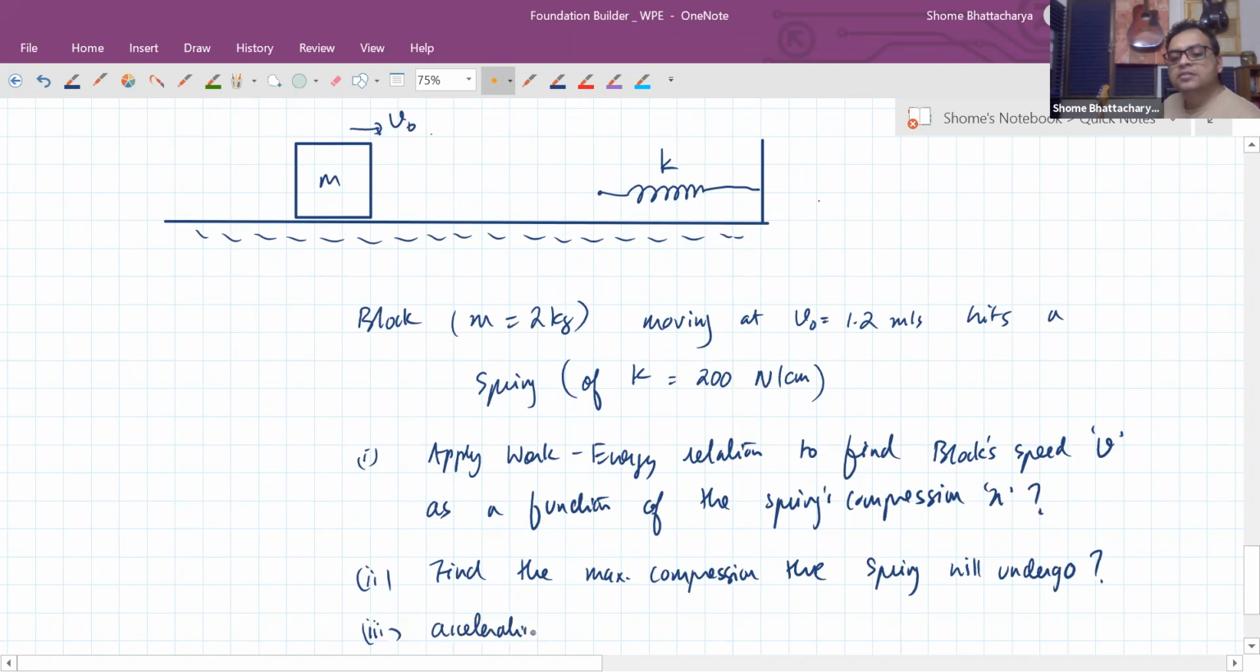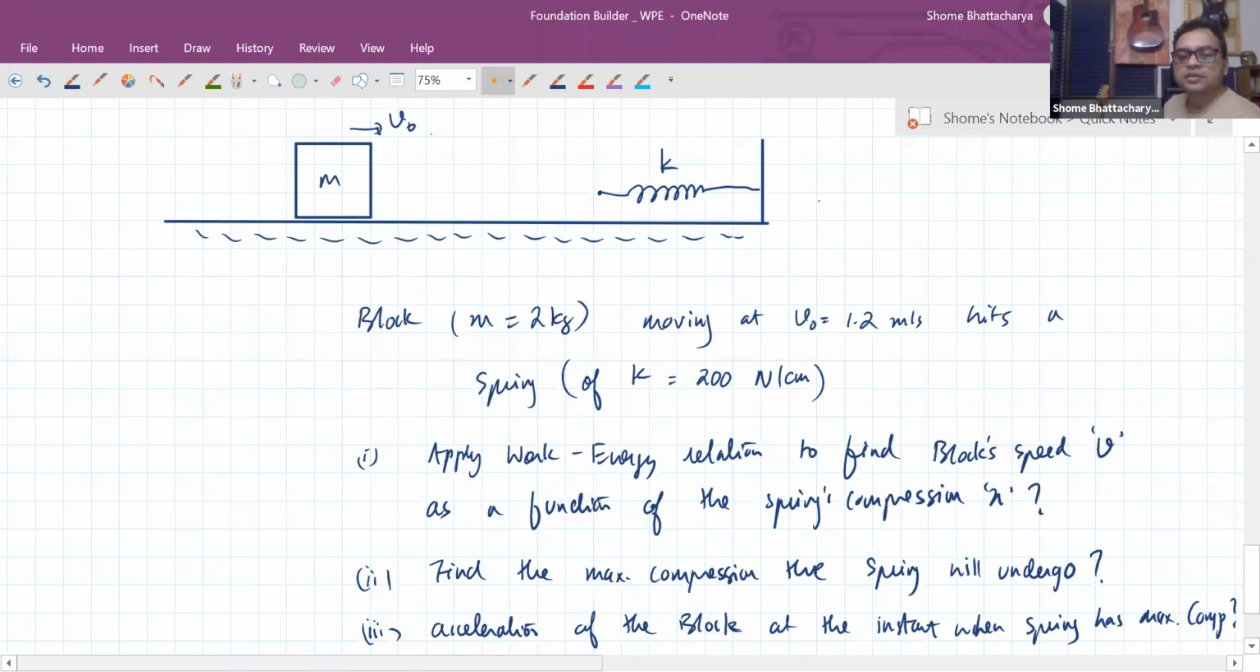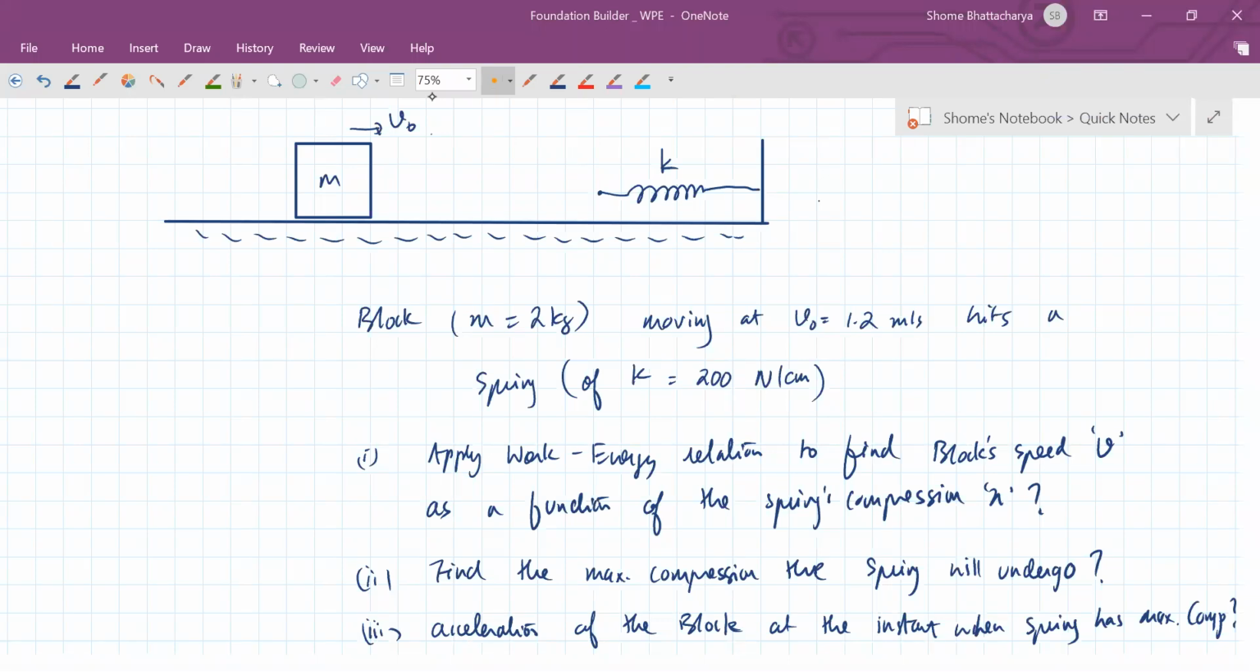the acceleration of the block at the instant when the spring has maximum compression. At the instant when the spring is having maximum compression, what is the speed of the block? What is the acceleration of the block? We have to find this out. So just try this out. Apply the statement of the work energy theorem to this spring plus block as a system, and you'll see it's very easy to work this out.